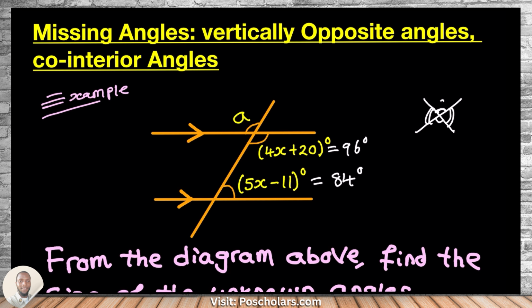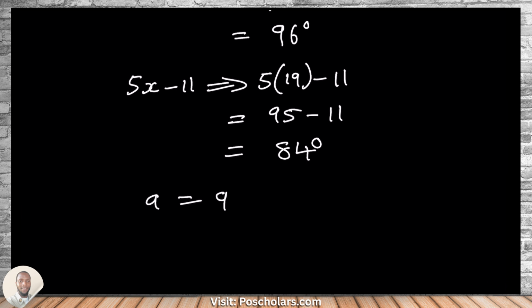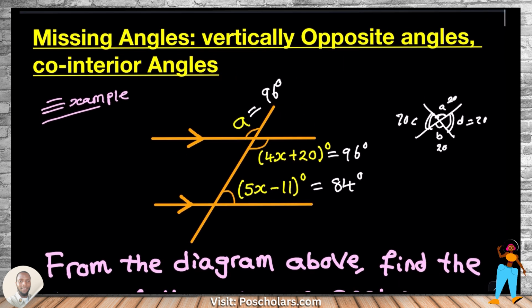So A is equal to B and C is equal to D. That means if A is 20 degrees, B will also be 20 degrees. And if D is 70 degrees, then C will also be 70 degrees. So without wasting time, our A is equal to 96 degrees, vertically opposite. So I can present it here by saying A is equal to 96 degrees. The reason: vertically opposite angles. I believe it is well understood.